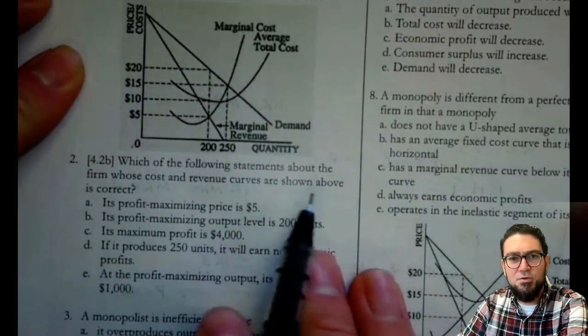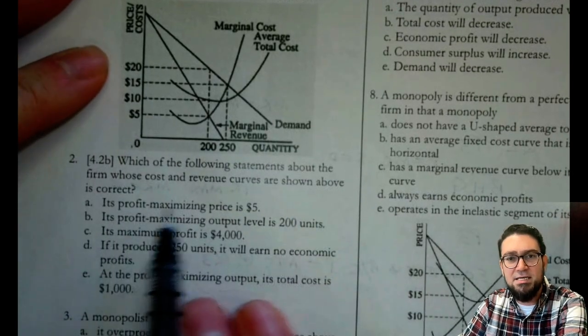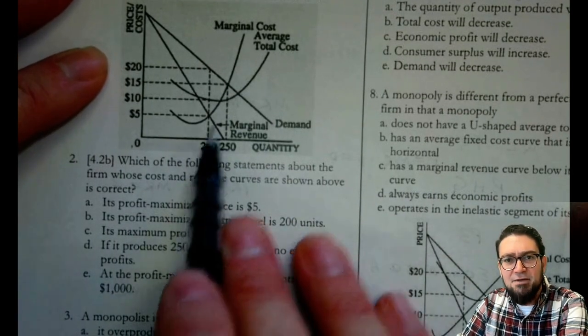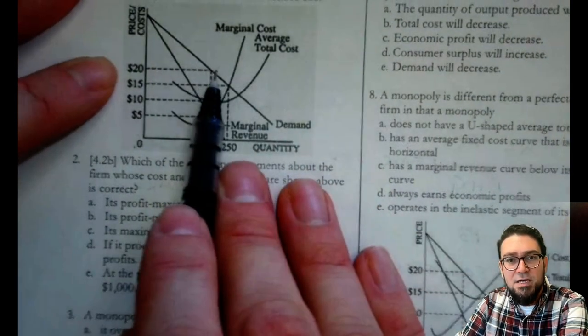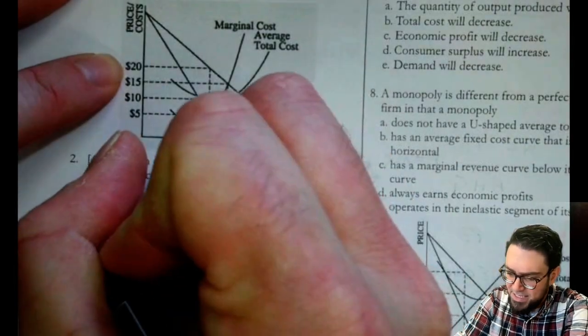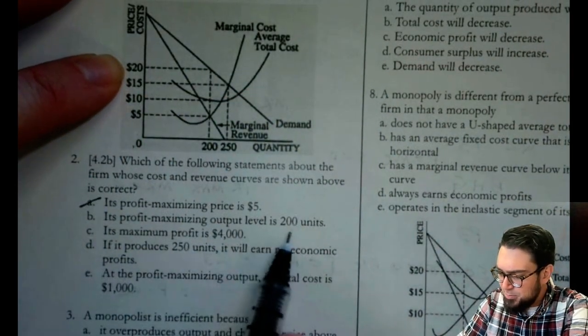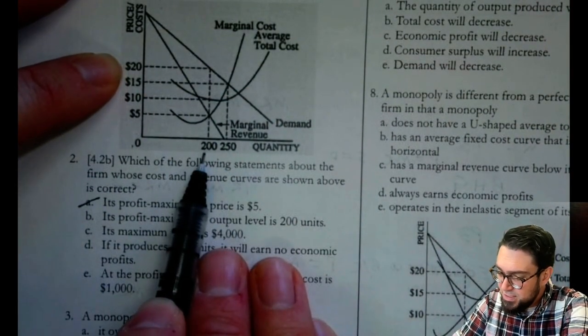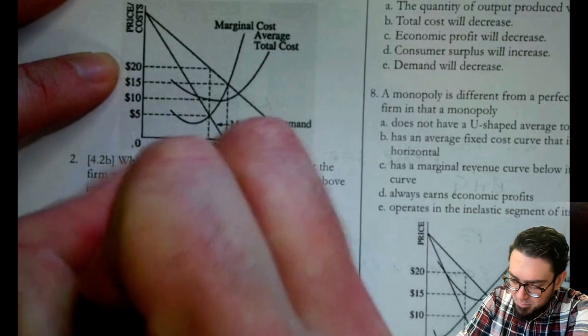Next, number 2. Which of the following statements about the firm whose cost and revenue curves are shown above is correct? Profit maximizing price is 5. Well, MR equals MC here. That occurs at 20, so that's not right. B, its profit maximizing output is 200. That is true because that's where MR equals MC. Boom, B is the right answer. The other answers are wrong.